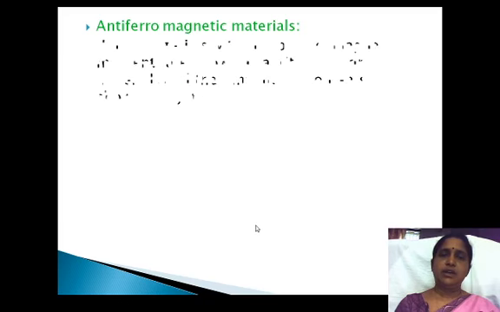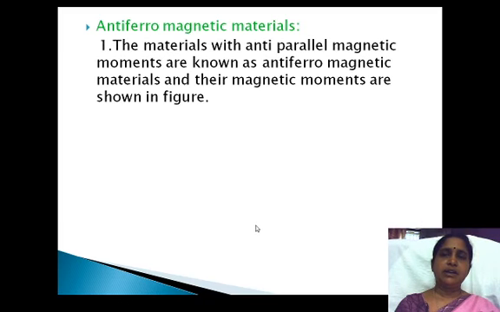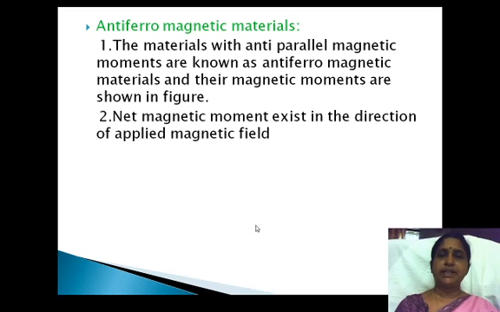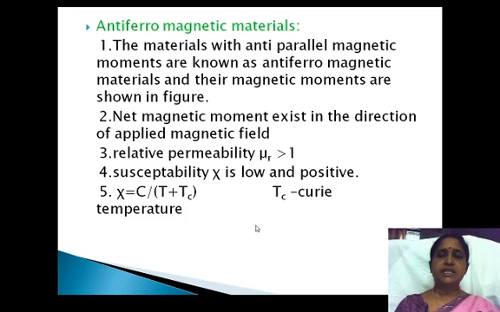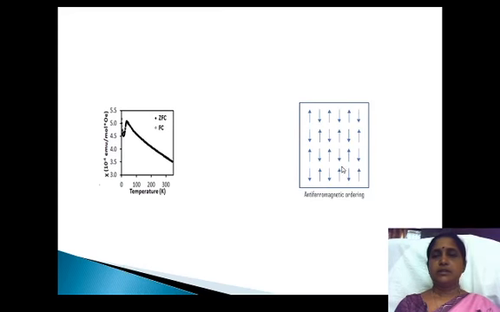Antiferromagnetic materials. The materials with anti-parallel magnetic moments are known as antiferromagnetic materials. Net magnetic moment exists in the direction of the applied magnetic field. Relative permeability is greater than 1. Susceptibility is low and positive. Chi is equal to C by T plus Tc. See here the spin alignment: both are anti-parallel, aligned in opposite directions.